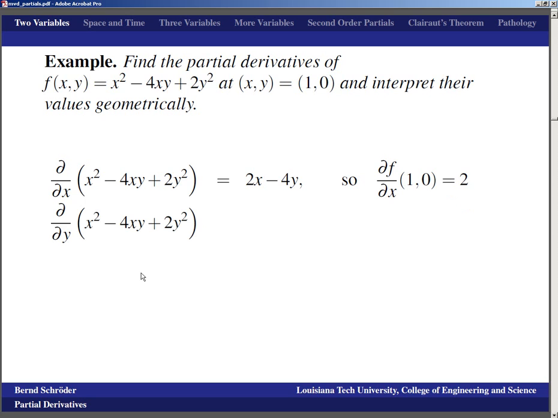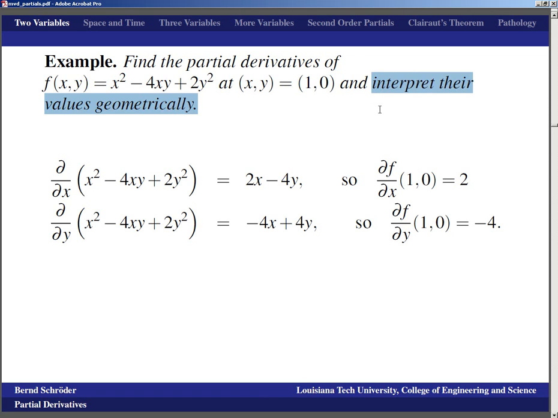And so let's work ourselves through the y derivative. Well, the derivative of x squared with respect to y is 0. The derivative of negative 4xy with respect to y will be negative 4x. And the derivative of 2y squared with respect to y will be 4y. So this is negative 4x plus 4y just as mentioned. And if we're then interested in the derivative of f with respect to y at the point 1, 0, well, we get negative 4.